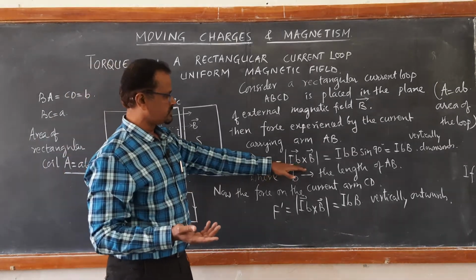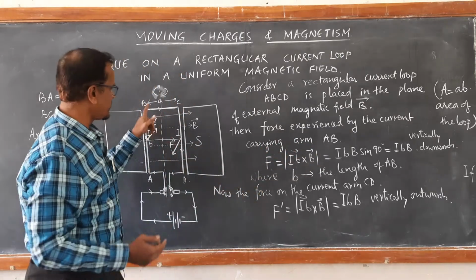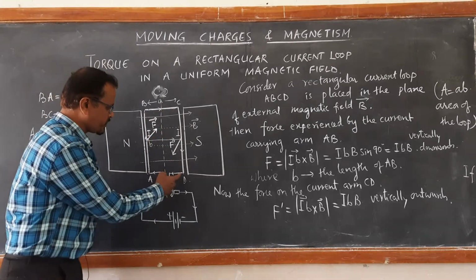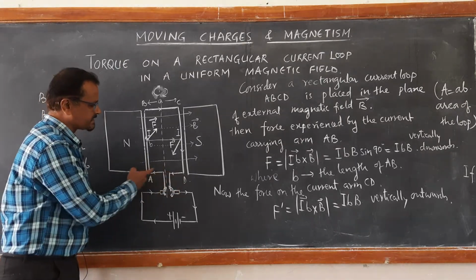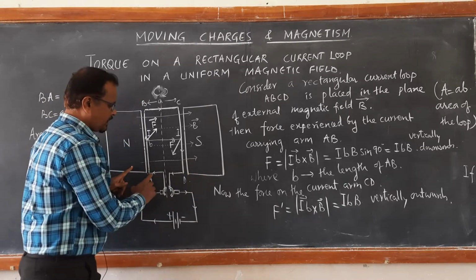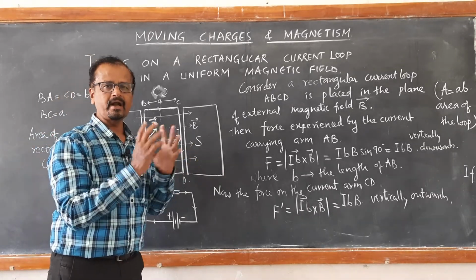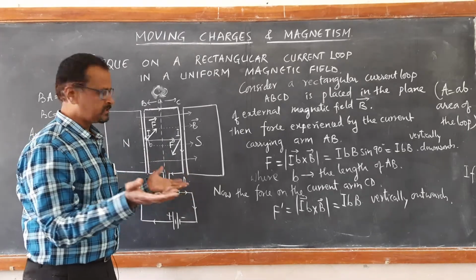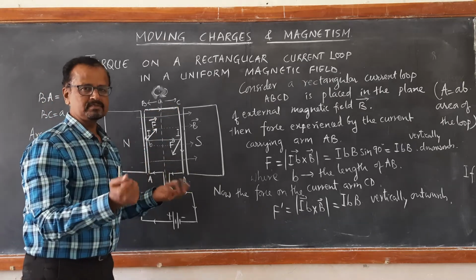So, if you use this equation, then it becomes I A cross B, which is IAB sin 0. Sin 0 becomes 0, so the force acting on arm BC is 0. In the same way, the force acting on arm DA is also 0, because the angle in this case is 180 degrees. The magnetic field is from N to S, right? And the current is from D to A. The angle between the current and the magnetic field is 180 degrees. As a result, the AD arm doesn't experience any force. So, in this position, the BC arm and AD arm do not experience any force.